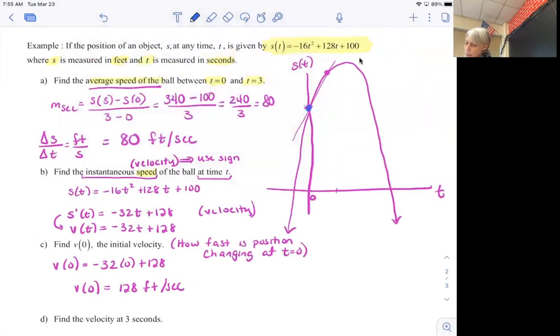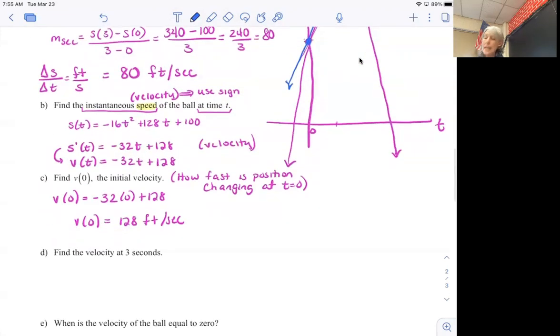What we just calculated was the slope of that line. That line represents how fast it's going. The slope of that line represents how fast it's going at that particular time. And again, our velocity from our formula is positive because it's moving in the upward direction. So it's traveling 128 feet per second in the upward direction.